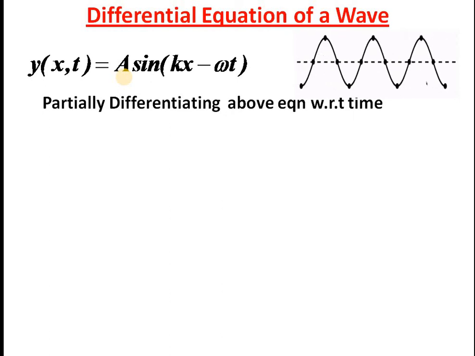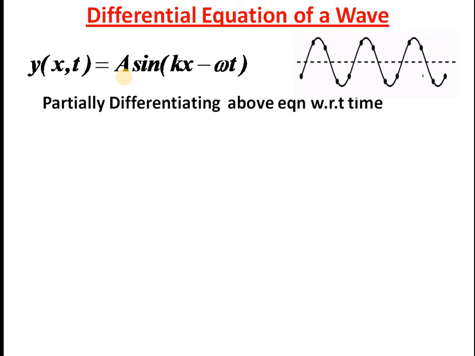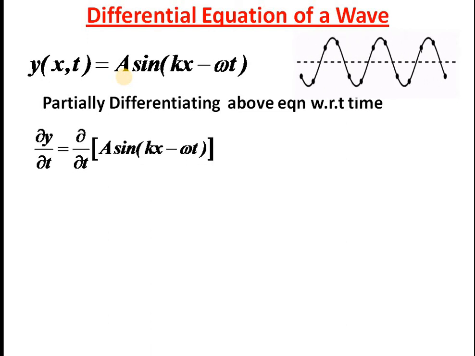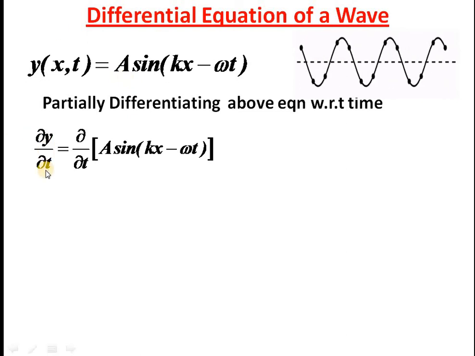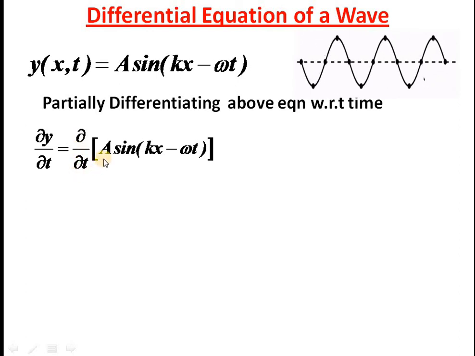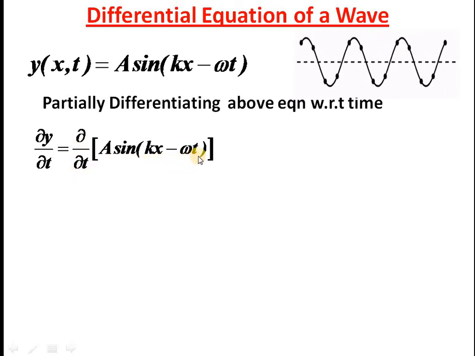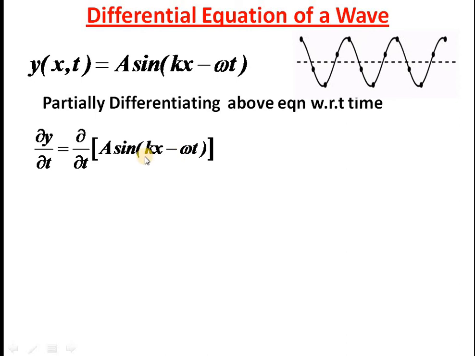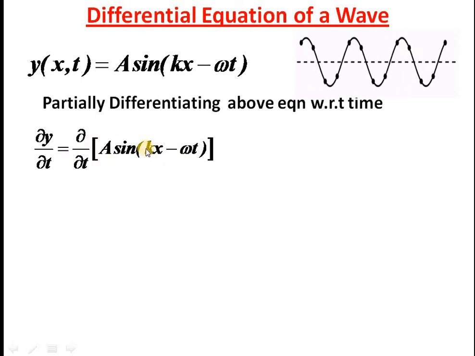For that, first we will differentiate the above equation with respect to time. When we differentiate with time partially, you can write it like this. Okay, ∂y/∂t is equal to ∂/∂t of a sin(kx − ωt). Okay, so here differentiation is purely with respect to time, so x is not taken into account. We will not differentiate the x part.